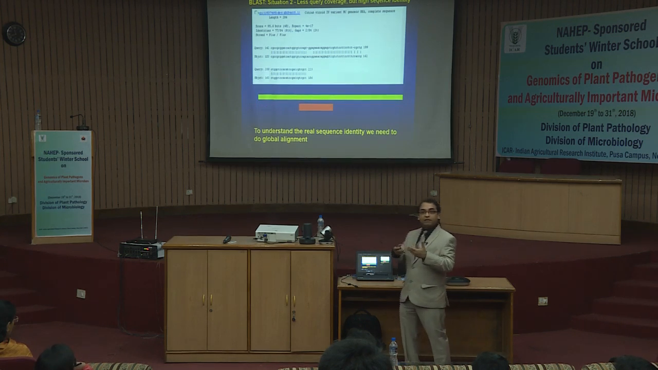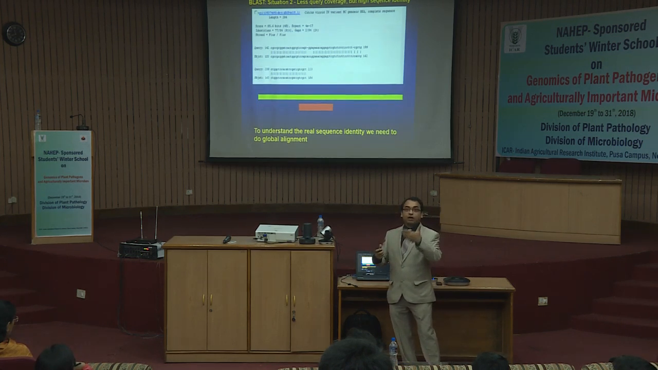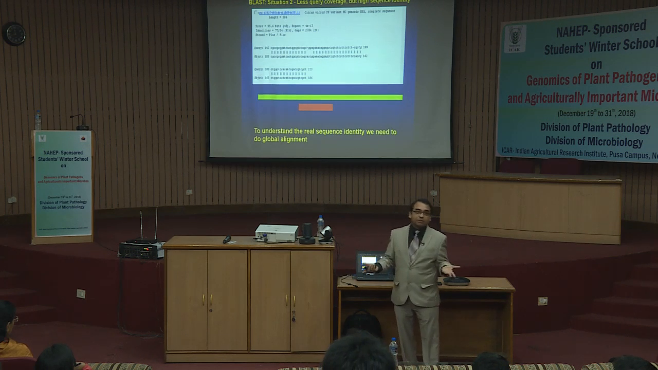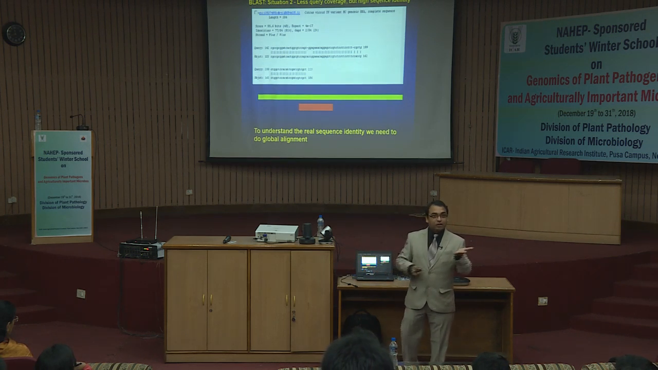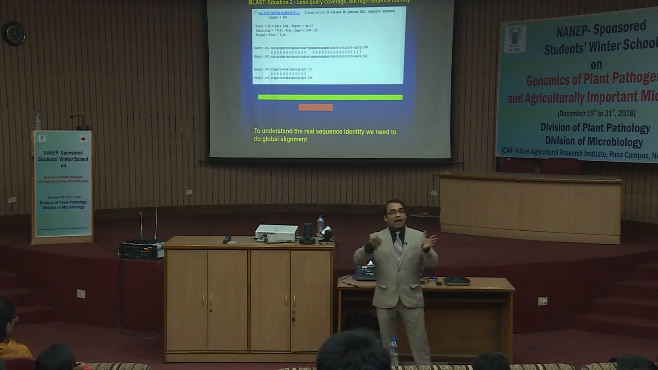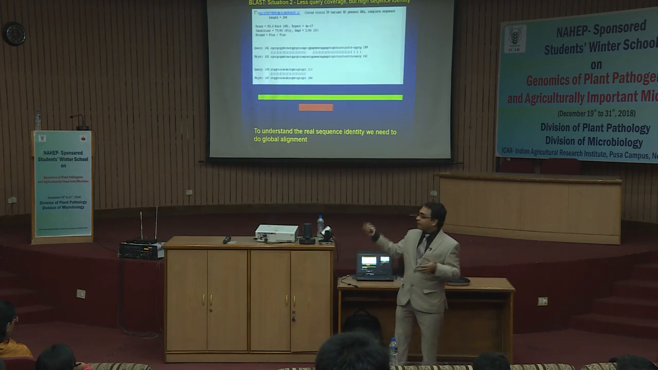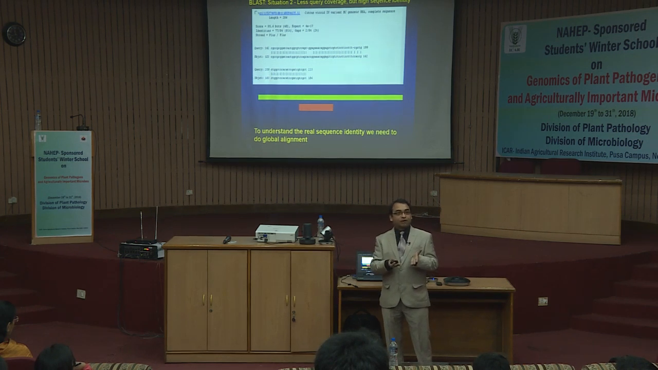So, just by taking the similarity or identity value, both things mean the same. The first sequence shows coverage of 100% and similarity of 92%, and here coverage is only 10% or 5%, but identity is 95%.